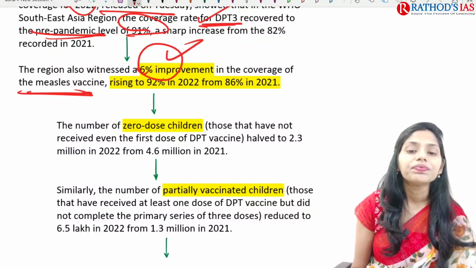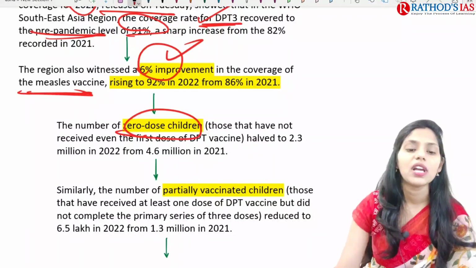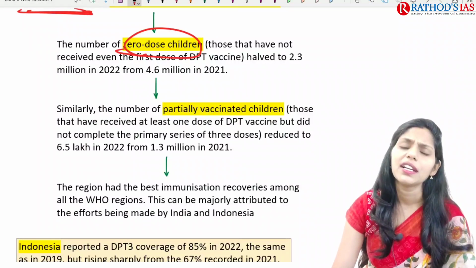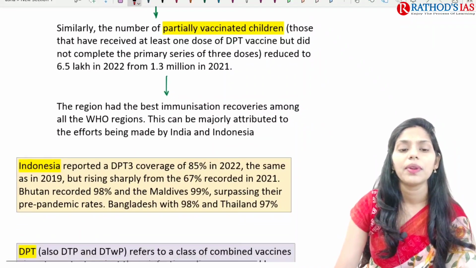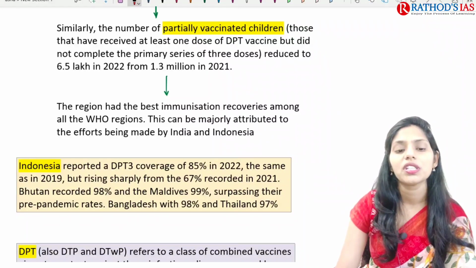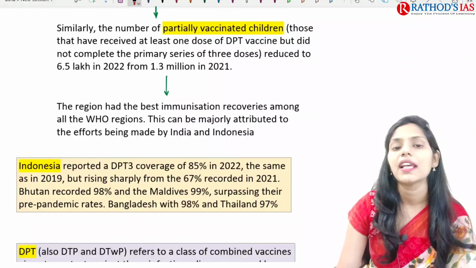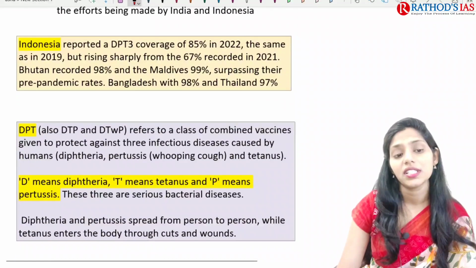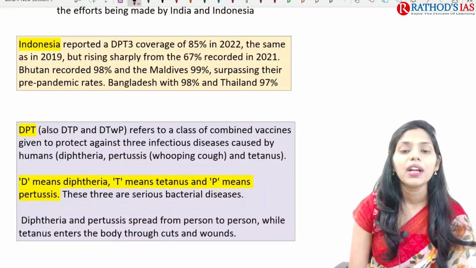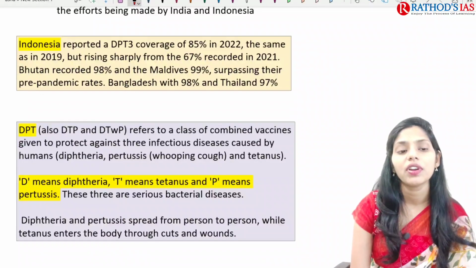This region also witnessed a 6% improvement in the coverage of the measles vaccine. The number of zero dose children, zero dose meaning that till now they did not take any vaccines, also decreased, and the number of partially vaccinated children, that means those who had at least one dose of DPT, was also reduced. The region had the best immunization recovery among all the WHO regions, which can be majorly attributed to the efforts made by India as well as Indonesia. In Indonesia, they reported DPT3 coverage of 85% in 2022, rising sharply from 67% recorded in 2021.